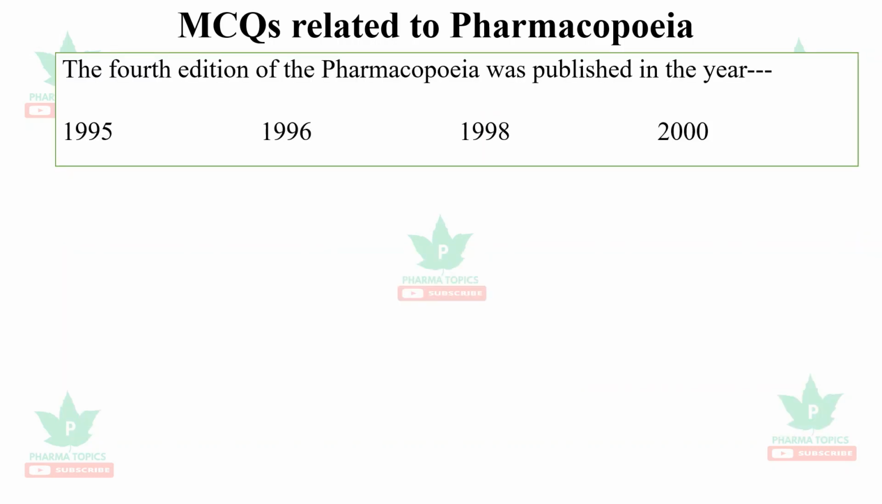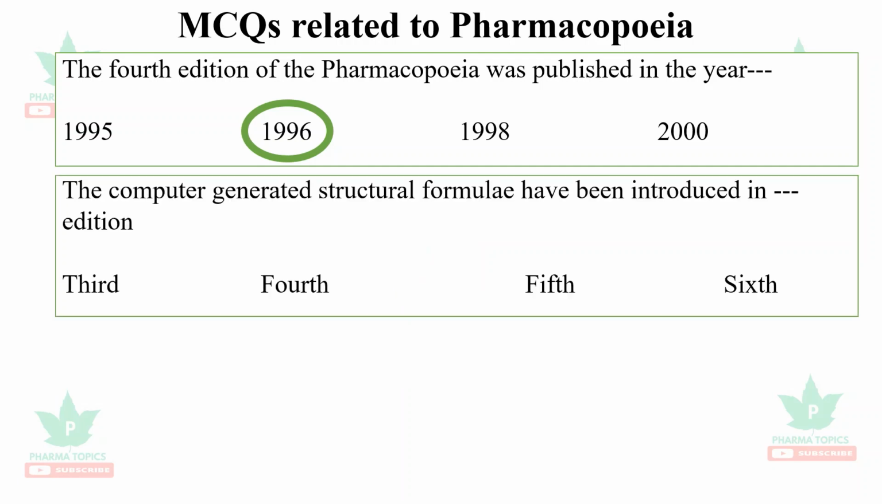The fourth edition of Pharmacopoeia was published in the year 95, 96, 98, or 2000? It is 1996. The computer generated structural formula have been introduced in the dash edition: 3rd, 4th, 5th, or 6th? It is the 4th edition.